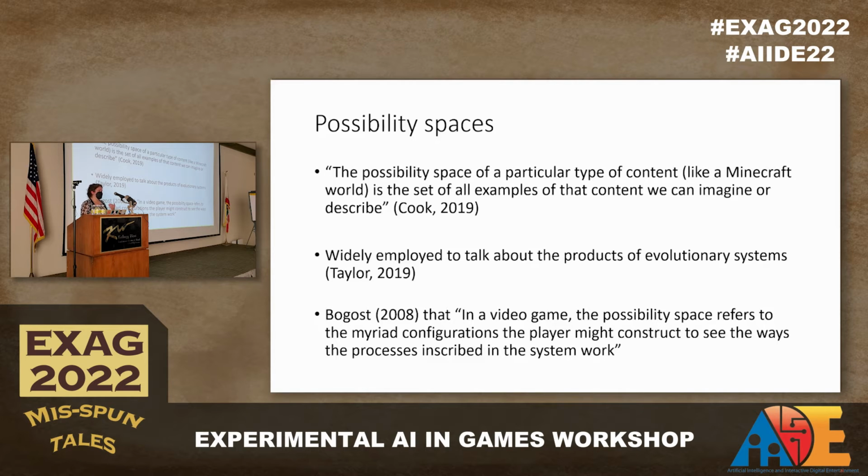to be possible. Again, my background is more in evolutionary systems. We do talk about evolutionary innovations in terms of possibility spaces, and we can talk about, for instance, trees allowing giraffes to exist, an example that's been brought up before. Giraffes couldn't exist if there weren't things for them to eat, so having trees admits the possibility of giraffes. But in video games, we can also talk about a quote from Miyamoto saying that the possibility space refers to the myriad configurations the player might construct to see the ways the process experiment system works. So as you explore a game, you find new ways to explore the game, and so on and so forth.